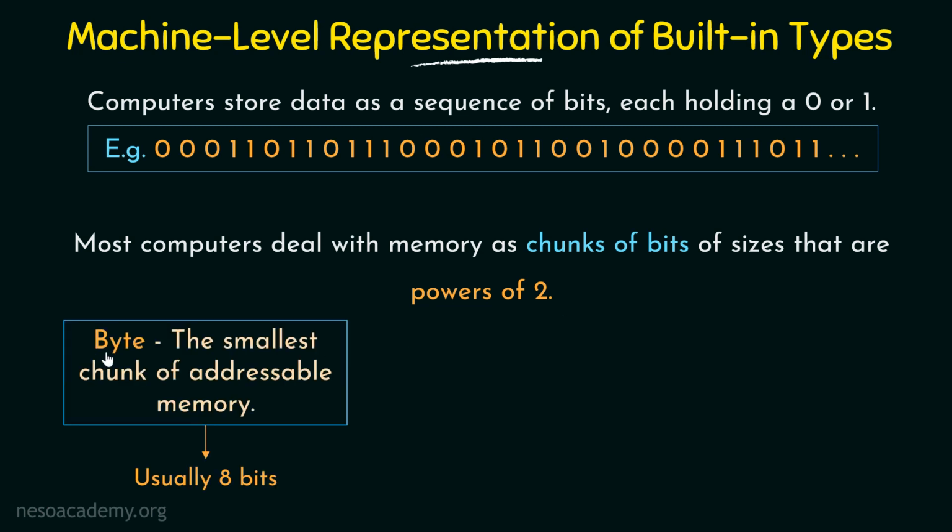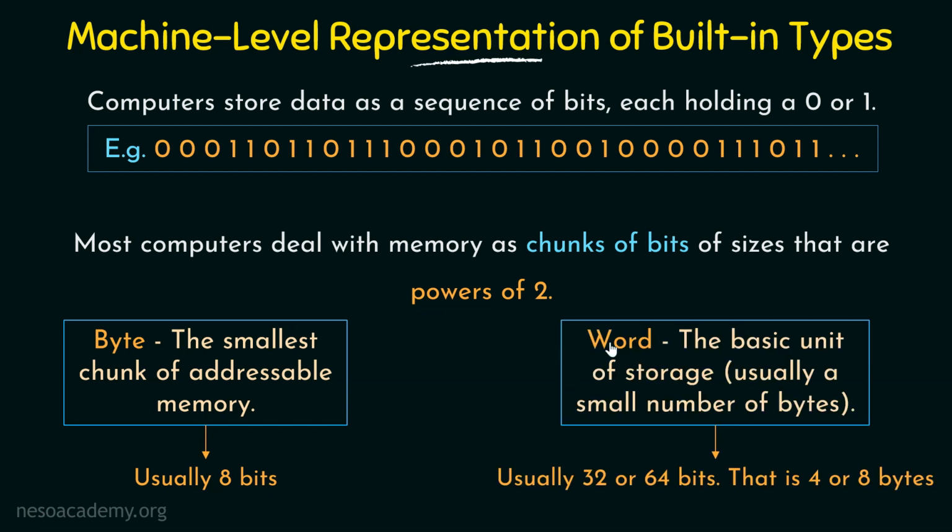So here we have something called a byte. Now what is a byte? A byte is the smallest chunk of addressable memory, which is usually 8 bits. So 8 bits is what we call 1 byte. So what do we mean by 8 bits? 1, 2, 3, 4, 5, 6, 7, 8. These 8 bits are considered as 1 byte. That is the smallest chunk of addressable memory that we have. And we said that they are powers of 2. So we see 8 bits are used. Now 8 is a power of 2. 2 power 3 is equal to 8. That is why we say that they are usually powers of 2.